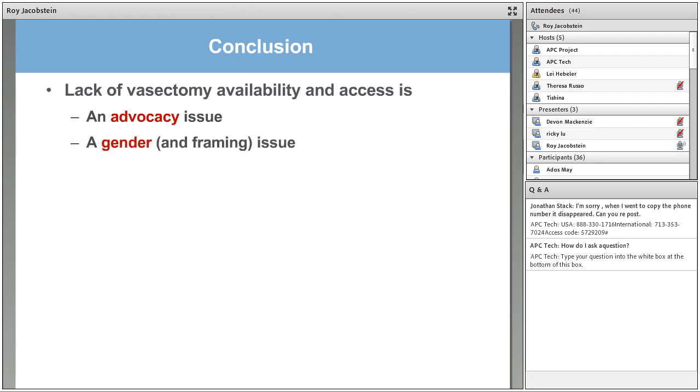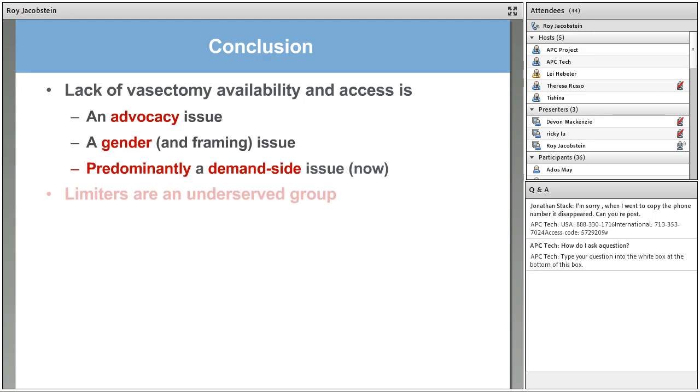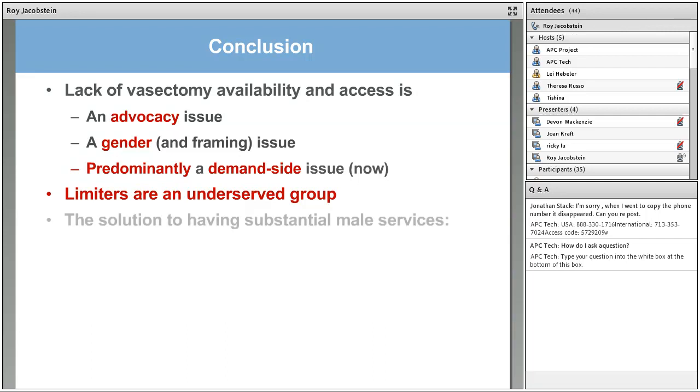It's a gender and framing issue. It's mainly a demand side issue now. It's not widely understood, so one of the things that participants of this webinar should walk away from is understanding that among married women who are the bulk of family planning users, limiters are an underserved group. And we refer to vasectomy when we talk about women because they're relying on their partner's vasectomy.